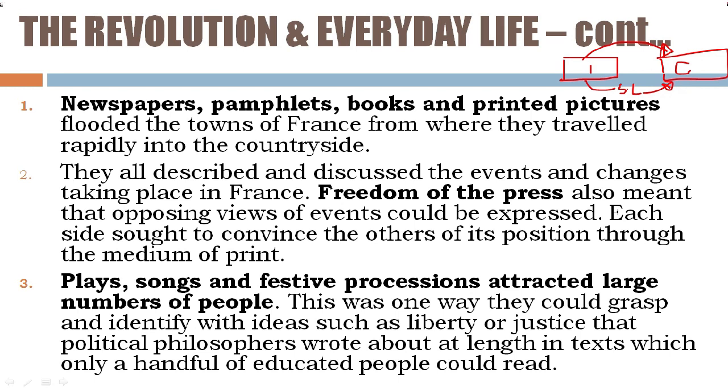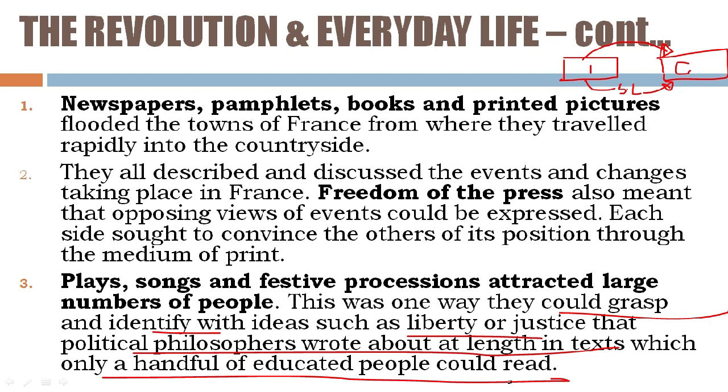So here we see what could not be read was expressed. Let me repeat this: what could not be read by a certain section of the society, because as we have already seen, only a few sections of the society were literate in European society at that point of time. Therefore we see that this was one way they could grasp and identify with the ideas of liberty or justice, okay, which political philosophers wrote about at length in texts which only a handful of educated people could read.